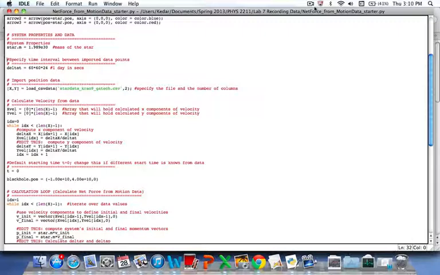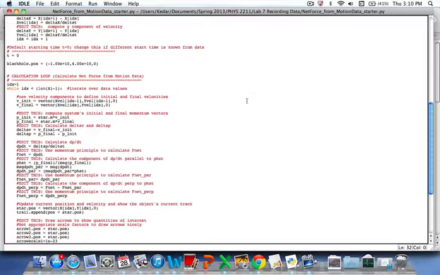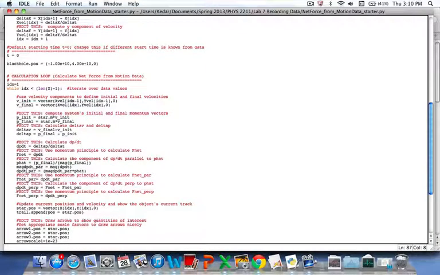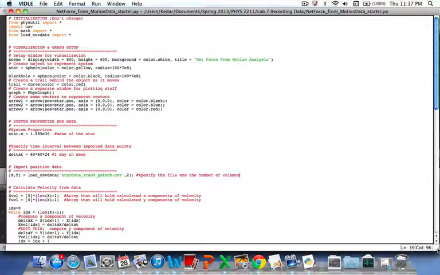So the momentum principle can be seen here in this section, where we use the initial momentum and the final momentum to find the derivative, basically delta p over delta t. Using this, we can find the two components of dp/dt, the perpendicular component right here, and the parallel component right here. So now let's take a look at the actual model.